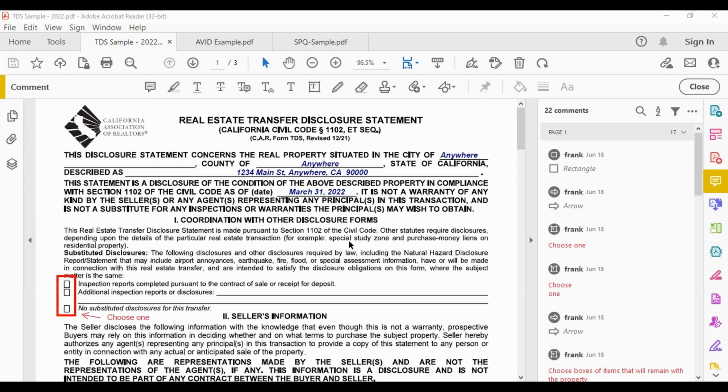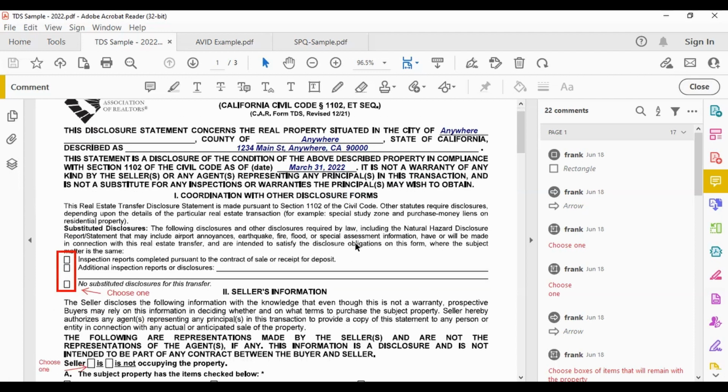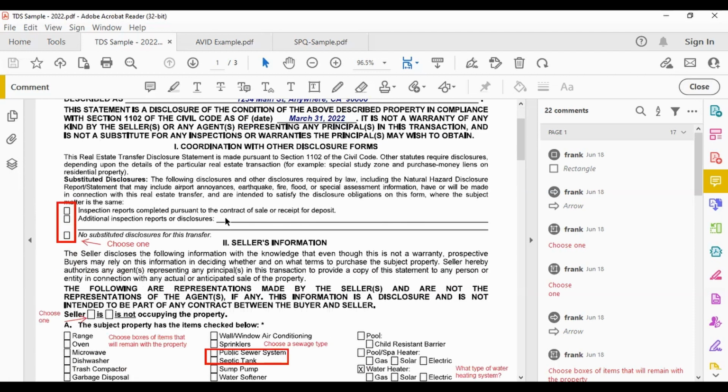Now, what does it do? This basically is the seller's opportunity to tell the buyer in this document and one other that I will pull up what they know about the property, if there are any issues. Okay, so let's go to page 1.